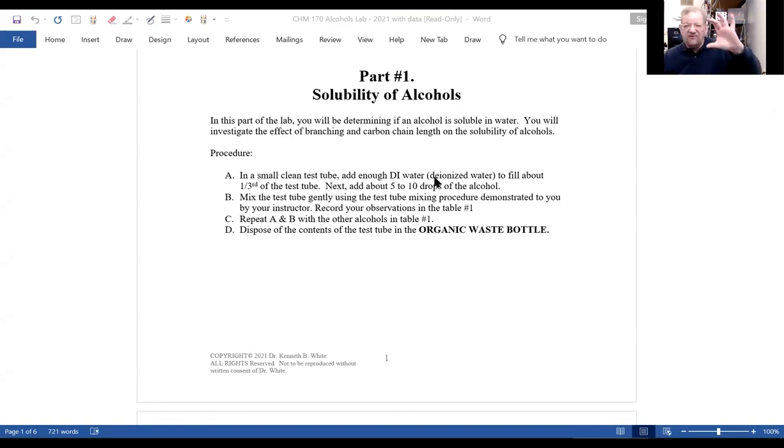And you fill a small test tube about a third. Then you add about 5 to 10 drops of the alcohol. And then you mix it. Now, we have both vibrator mixers, so you get to learn how to do this.